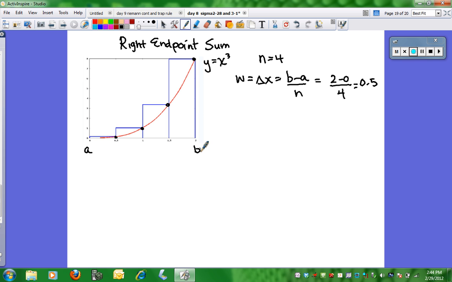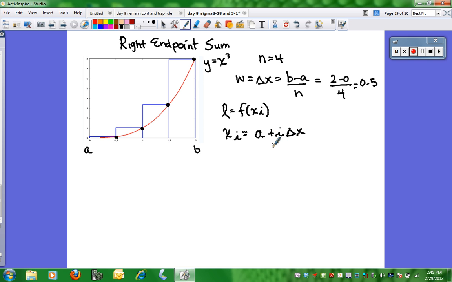Okay, so we have to find x sub i again. We have our width, and we need our length, which is going to be represented by these points. So our length is f of x sub i. We need a formula for x sub i when we do right endpoint sums. Some of you may have guessed already what it may be. Our last one was minus 1 because it was shifted over here. But this time it's not shifted over, it's right here. So the formula is actually just a plus i times delta x.